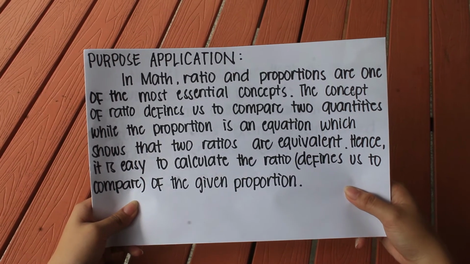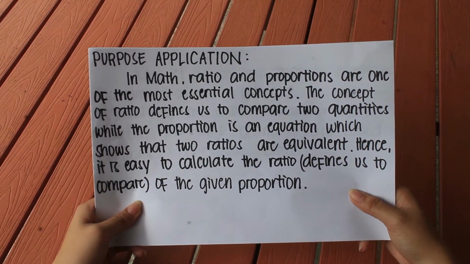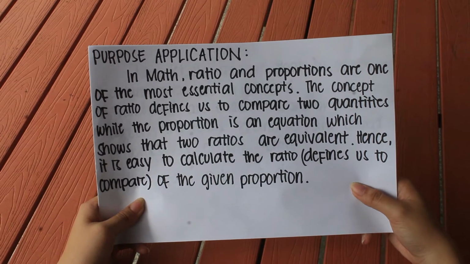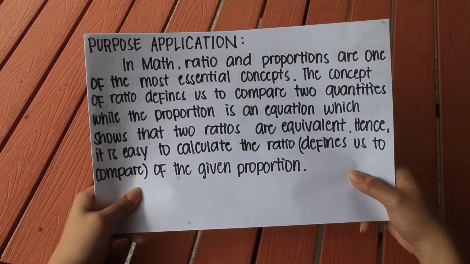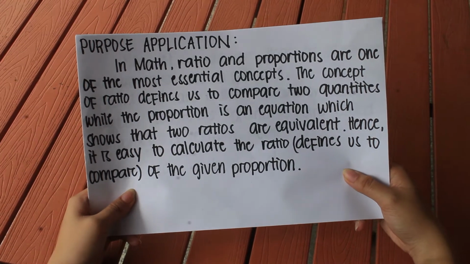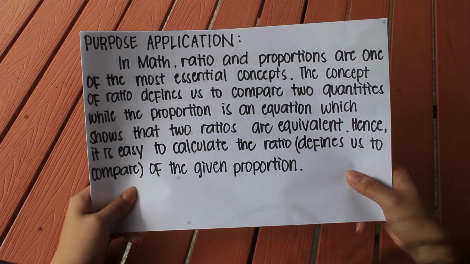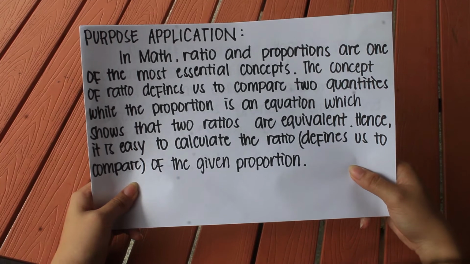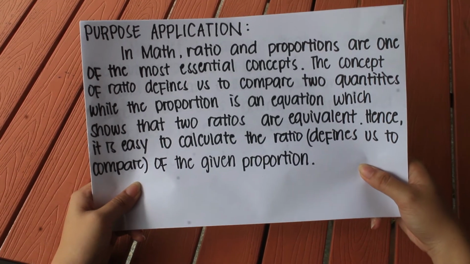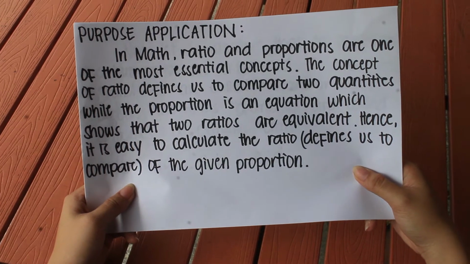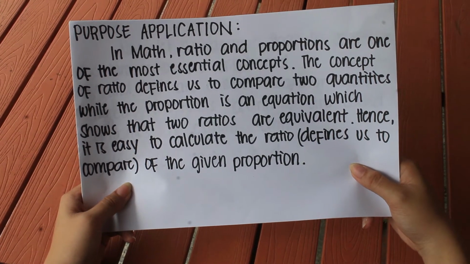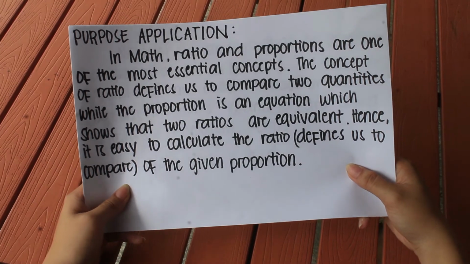Now, let us know the purpose and application. In math, ratio and proportions are one of the most essential concepts. The concept of ratio allows us to compare two quantities, while the proportion is an equation which shows that two ratios are equivalent. Hence, it is easy to calculate the ratio of the given proportion.